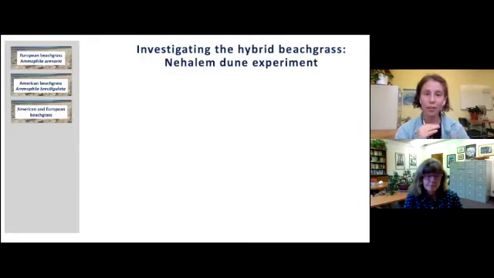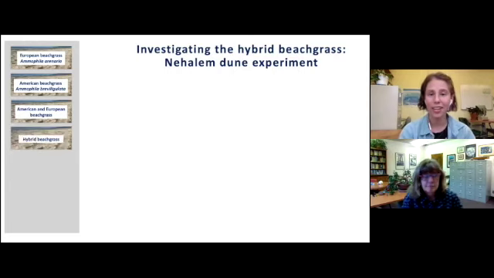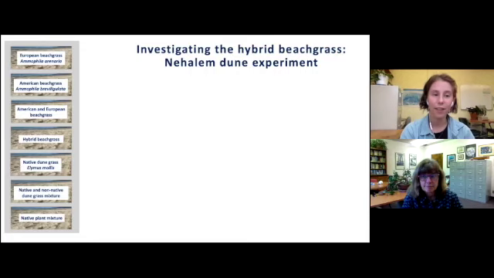And I'll briefly go through the vegetated plots and talk about each of the species in them. First, there are the hybrid's parents, so Ammophila arenaria, Ammophila breviligulata, and a mixture of the 2. Then there's the hybrid beachgrass. And then finally, we have our native dune grass, Elymus mollis, a mixture of native and non-native dune grasses, and then finally, a native mixture of native grasses and native forbs.